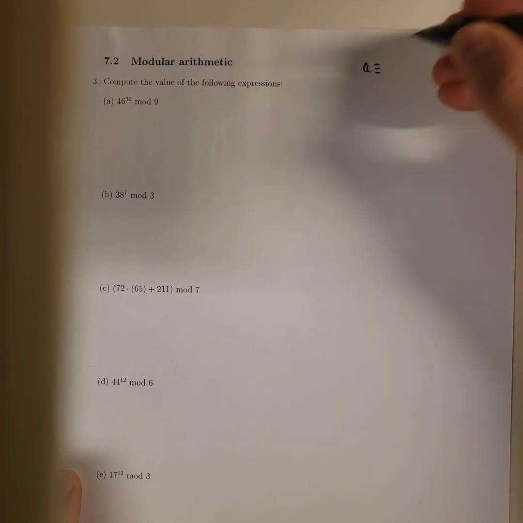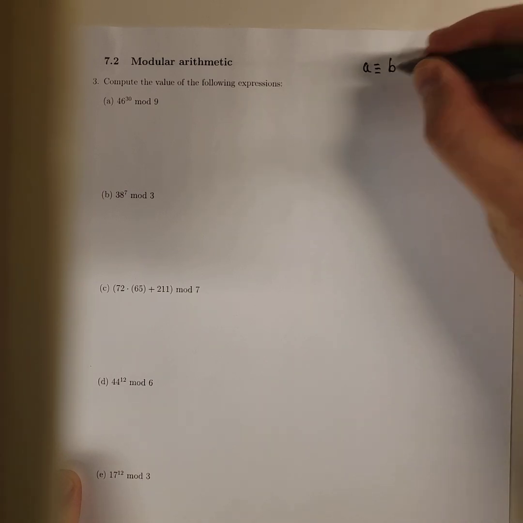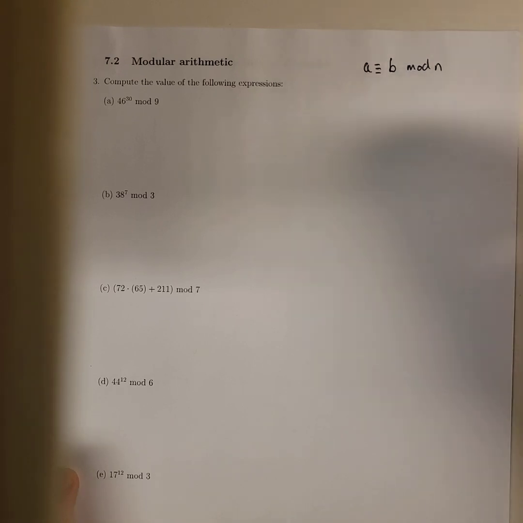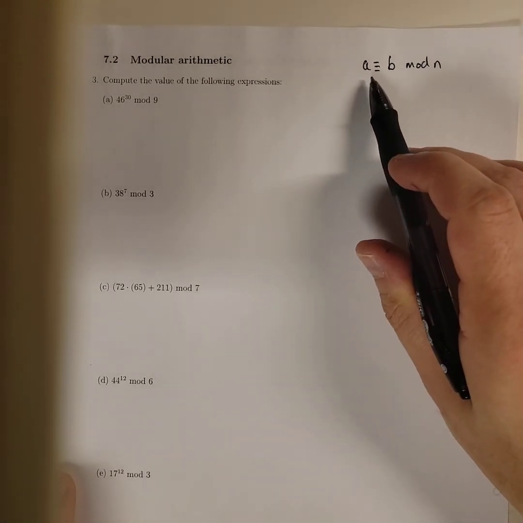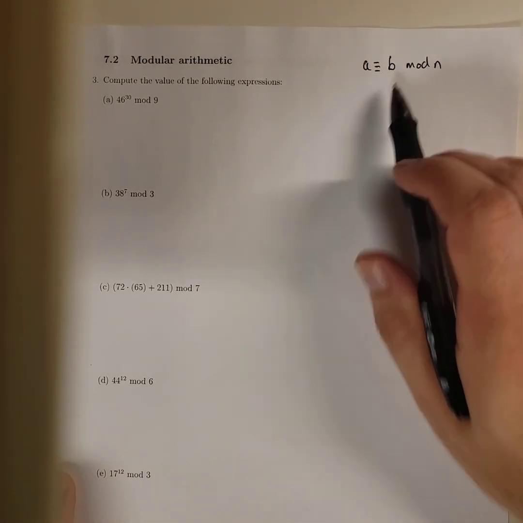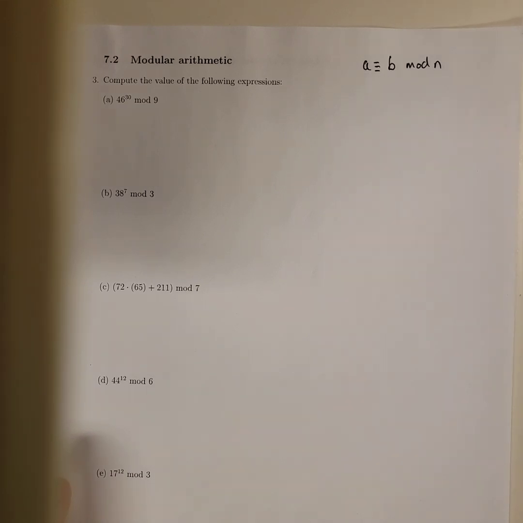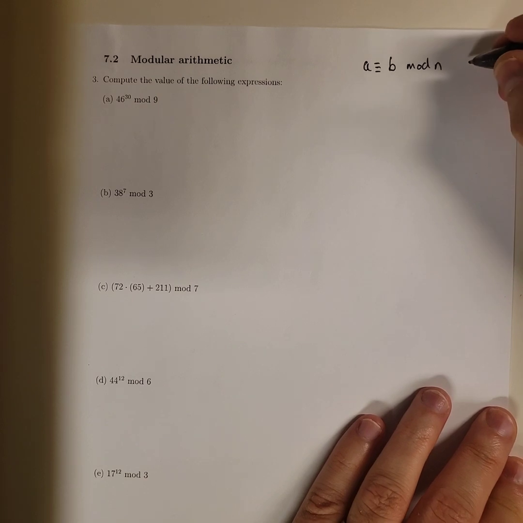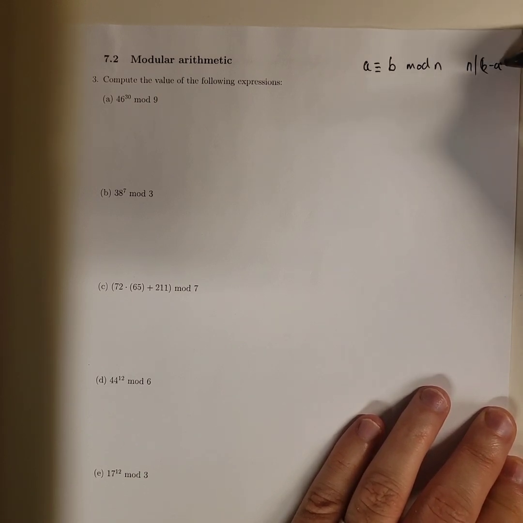So if A is congruent to B mod n, this statement is saying that when I divide A by n, I get a remainder of B. Actually, it's a little bit different. This says that n divides the difference between B and A.